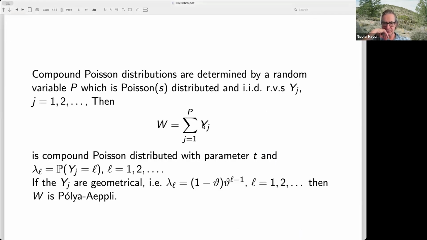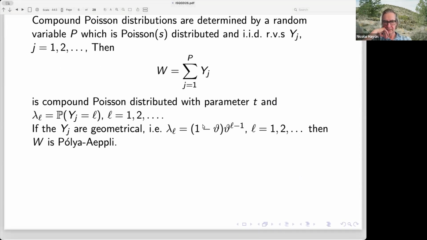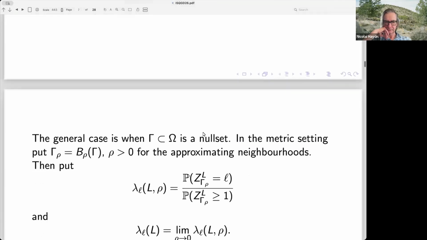If it's just a single point, a periodic point, and if it's a Gamma more generally, then you come back sometimes. It becomes far less predictable. And here the special case, the simplest non-trivial compound Poisson, is the Polya-Aeppli, and this is geometric. These parameters lambda tell you essentially cluster size, the Y sub j. In the straight Poisson, it's just 1, and in Polya-Aeppli, they are geometrically distributed.